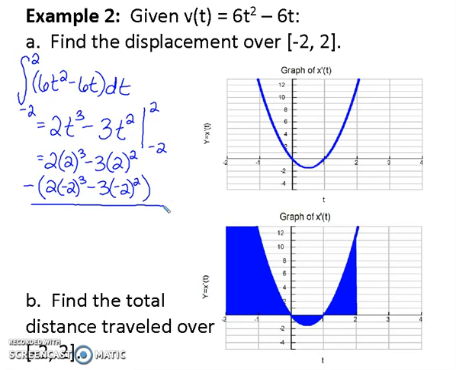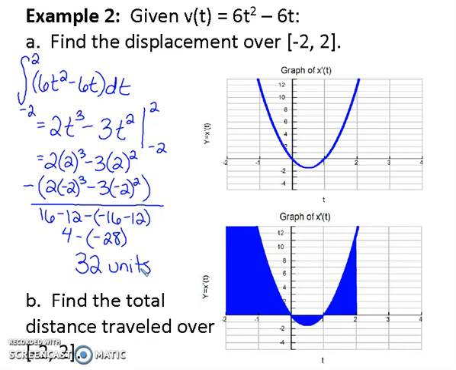So that becomes 16 minus 12 minus -16 minus 12. So 16 minus 12 is 4, minus -28. 4 plus 28 is 32 units. And if you look at part A from the first example, our displacement was 32 units.